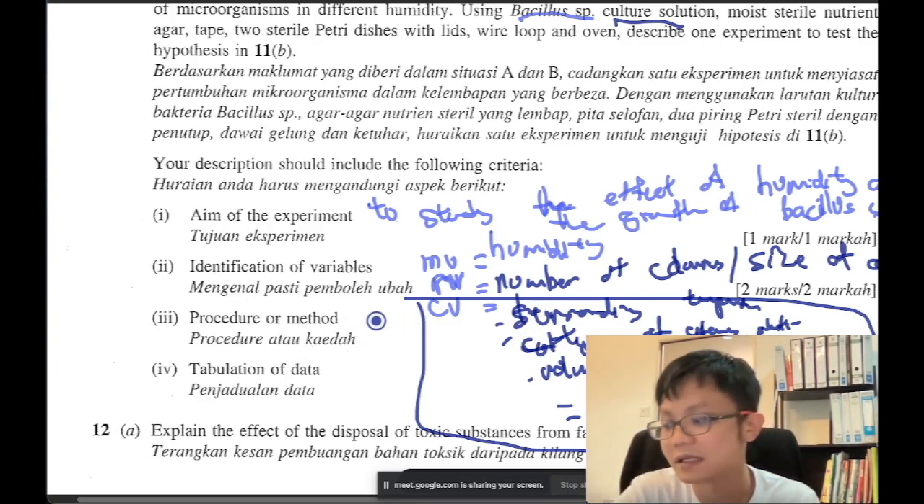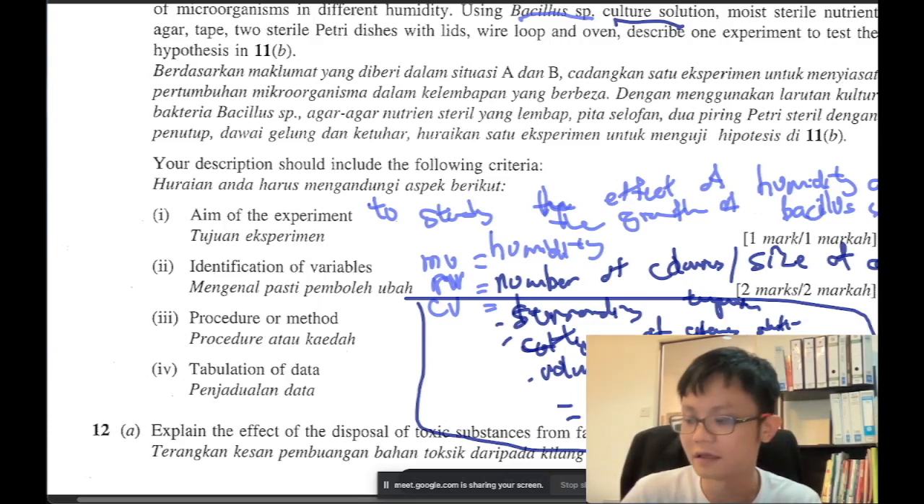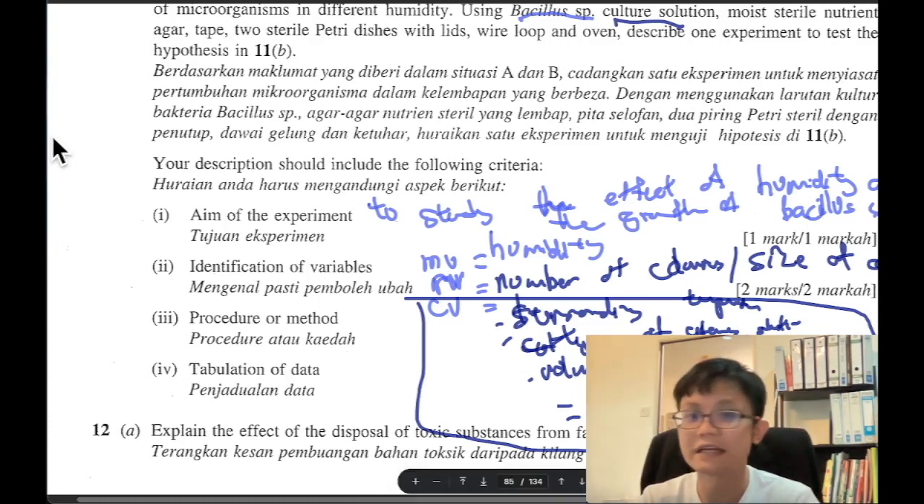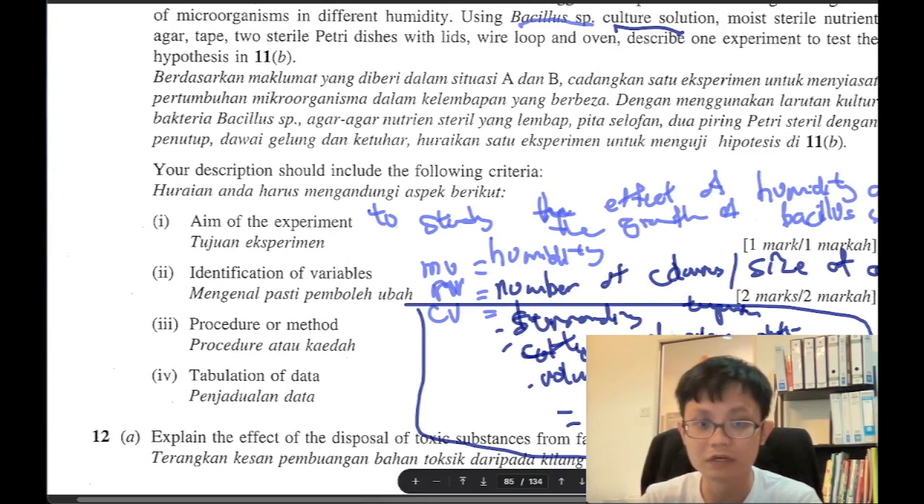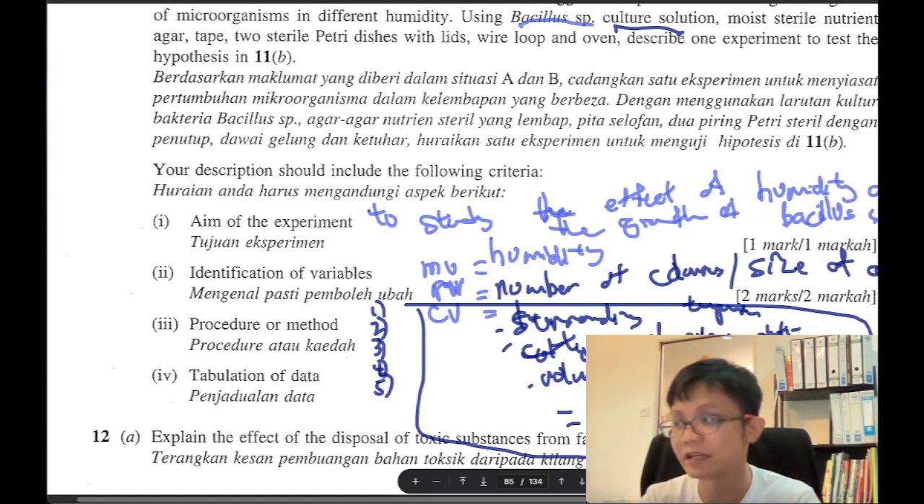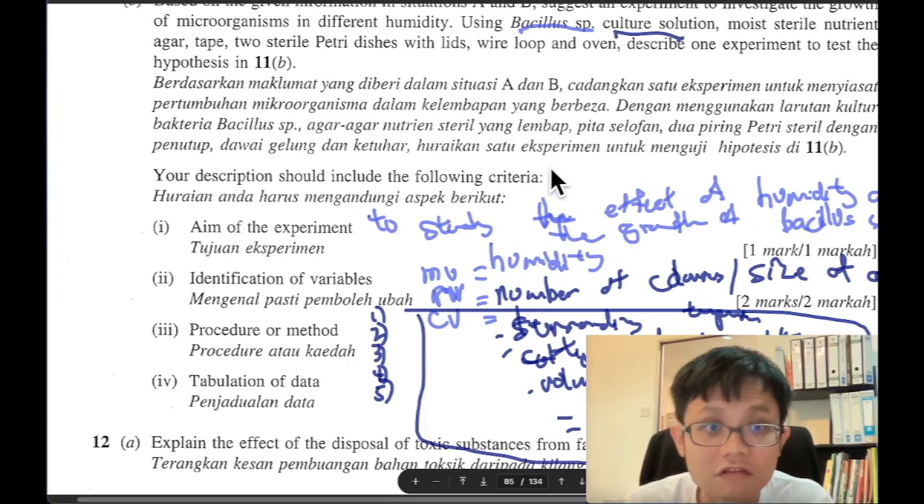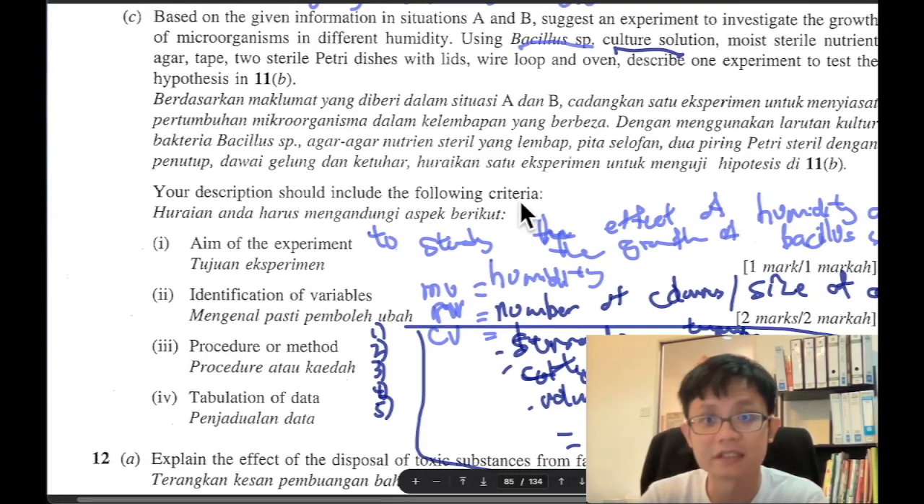Okay, identify the variables, and the procedure or method. Can you tell me the procedure of the method? Very good. Of course, you say it in your own words. Every student will have their own points, so you can just use your own points. You can say prepare 2 dishes, heat bacteria B, and put A not in the heated place, sterilize the wire loop in the Bunsen flame to increase the temperature, and so on.